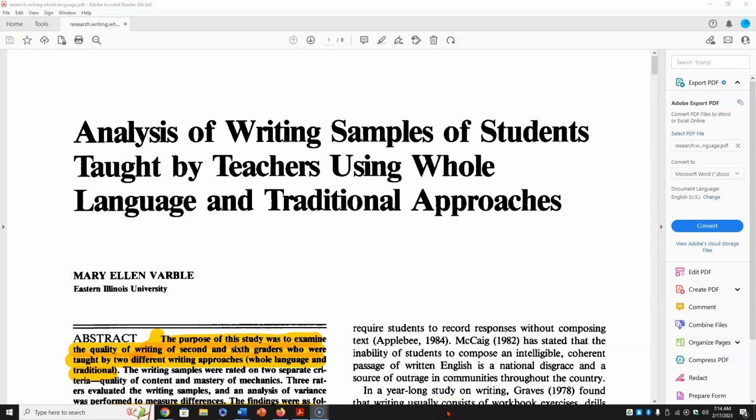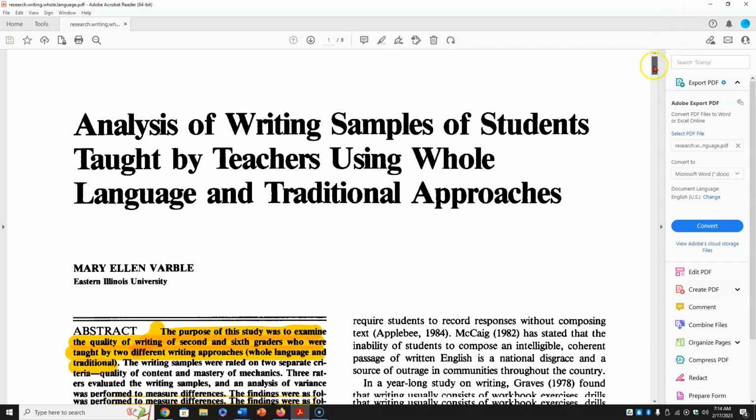This is another demonstration of how to read a research study and how to identify and record the salient elements. Now, I chose this study, a 1990 study by Mary Ellen Warble, for a number of reasons, but it's pretty easy to see the basic elements that you look for in a research study.